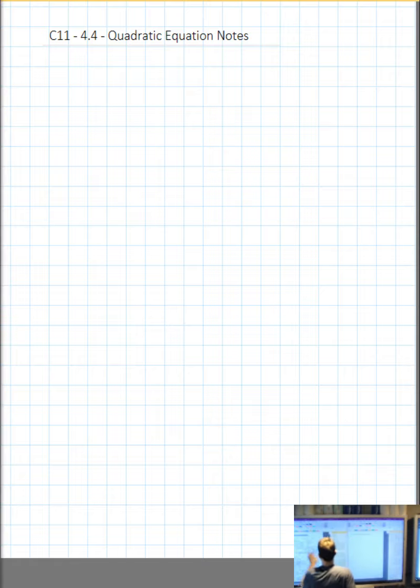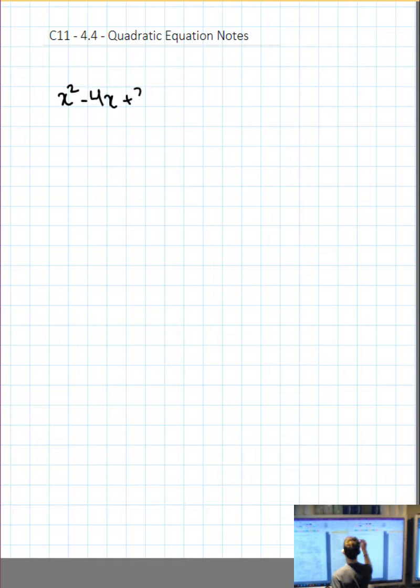Okay, look at this insane page of notes. So let's take the question, x squared minus 4x plus 3 equals 0. Let's identify A. We have a 1 in front. A equals 1, B equals negative 4, and C equals 3.